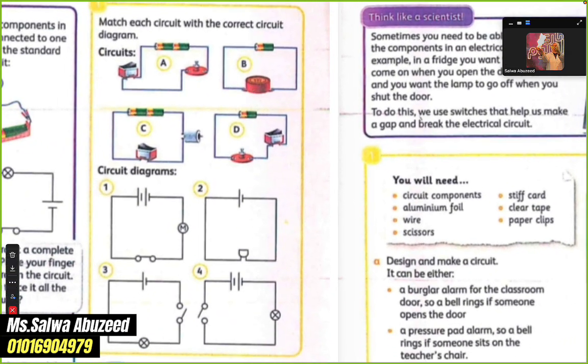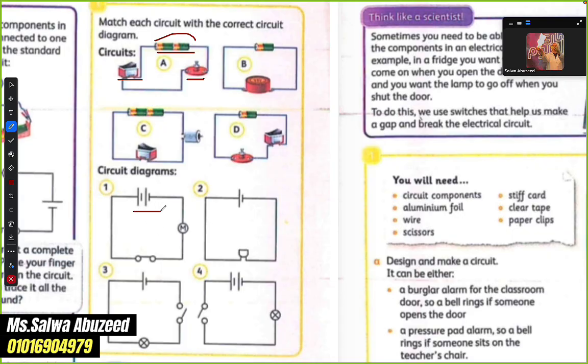So the components we drew, we need to know how to draw them in a diagram. Looking at this first one, it has 2 cells, 1 switch, and a lamp. Let's match it to the correct electric symbol. First of all, I will look for the 2 cells. Where are the 2 cells over here? It's either number 1 or number 3.